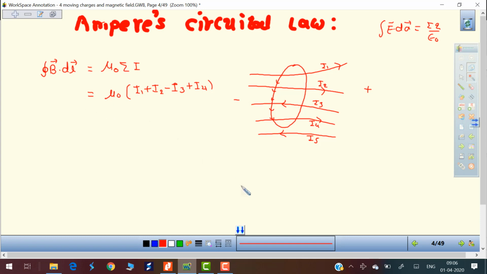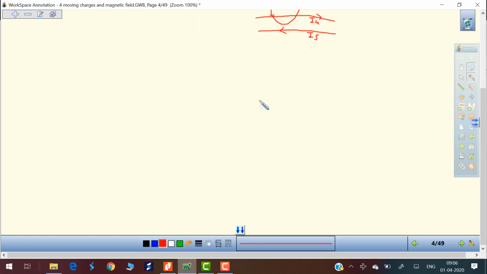Now if I take one conductor and I take a loop.